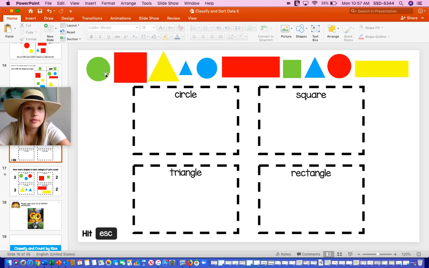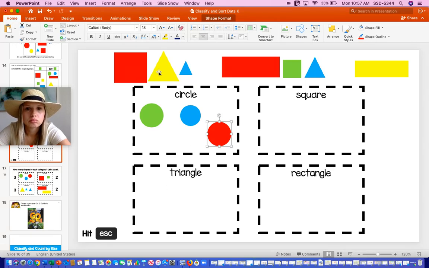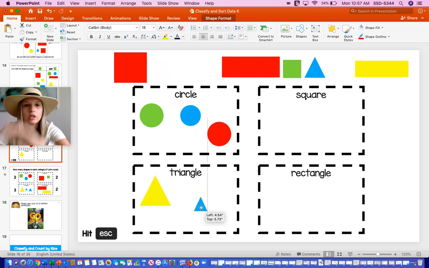Is this a circle? Yeah. Is this a circle? No. Is this a circle? No. Circle? No. Circle? Yes. Circle? No. Circle? Circle? Circle? All right, now let's find the triangles. Triangle? What about this one? Yeah. This one? Yeah. Triangle has 3 sides, 3 vertices. Triangle? Triangle? Triangle?